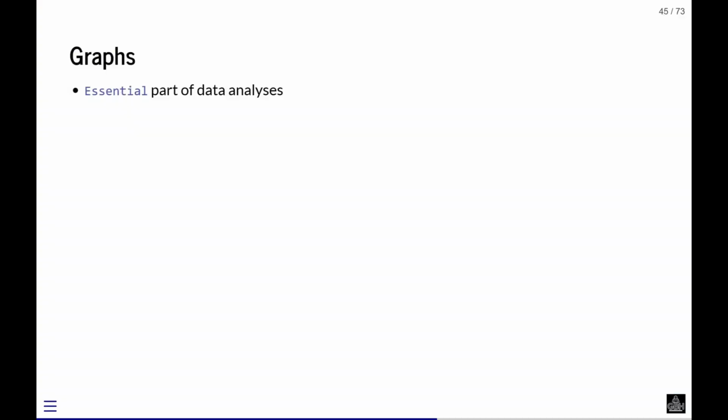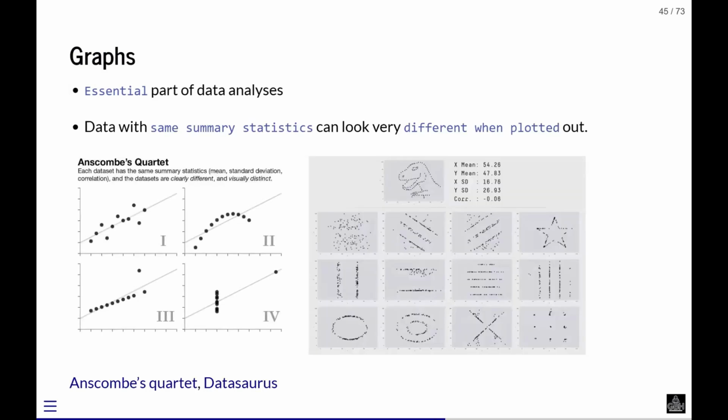How we do it, and why it is important. It is essential because there are so many datasets which have similar mean, standard deviation, and correlation, but when you plot them, they look totally different. On the left, you see Anscombe's quartet data, which has similar mean and standard deviation but looks completely different. On the right, you see 13 datasets, which is the Datasaurus data. They have similar mean, standard deviation, and correlation, but when you plot, they look completely different. Even one looks like a dinosaur.